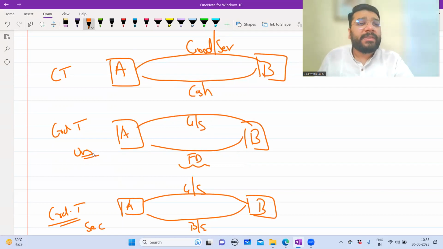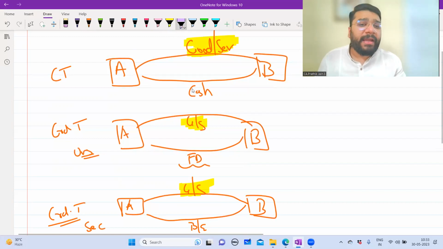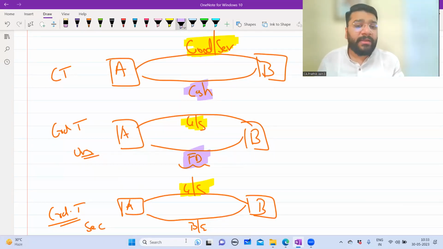In all these 3, guys, one thing that is common is we are transacting goods and services. The prima facie underlying of this transaction is basically the goods and services. In return, either we'll get cash, or we will get the money in future without any security, or we'll get money in future with security.